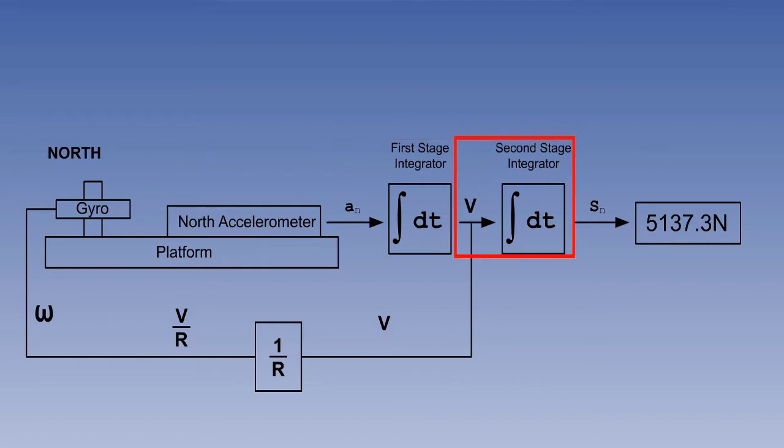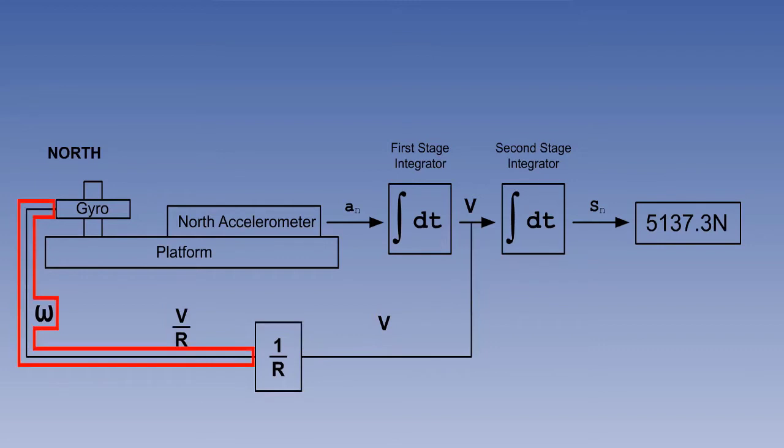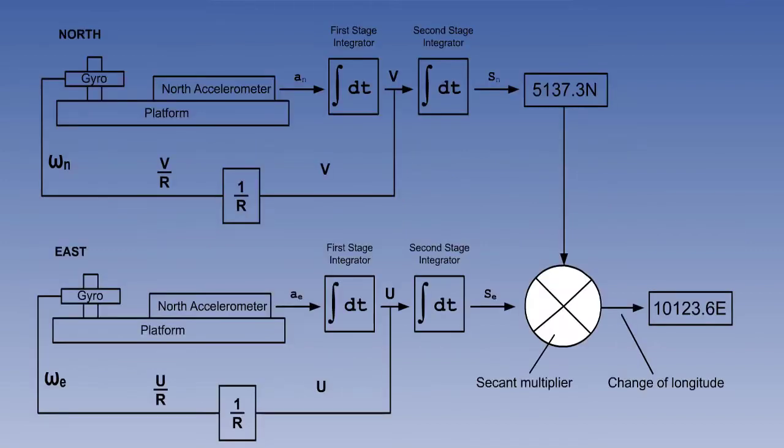One feed of this velocity is taken forward to the second stage integrator, where it is converted to distance gone and added to the present position, thereby generating a new present position. A parallel feed of the velocity is fed backwards through a V/R feedback loop, where it is converted to the omega term, which is used to rotate the gyro to keep the platform perpendicular to the local gravity vector. The same sequence is taking place simultaneously in the east channel, the only difference being the addition of a secant multiplier to convert the easterly distance gone, or SE, into change of longitude.